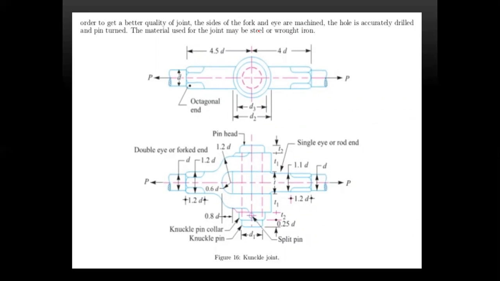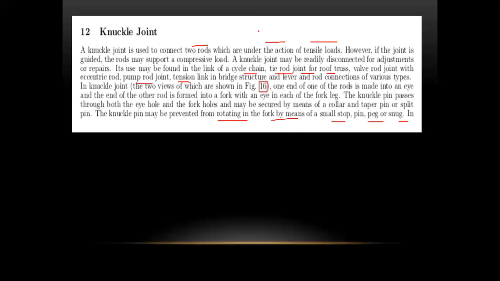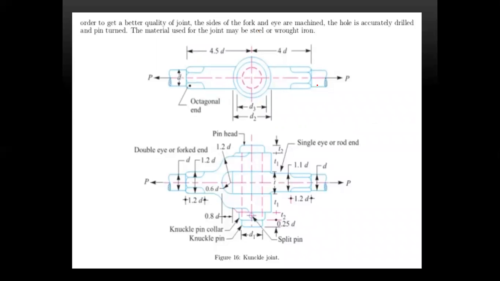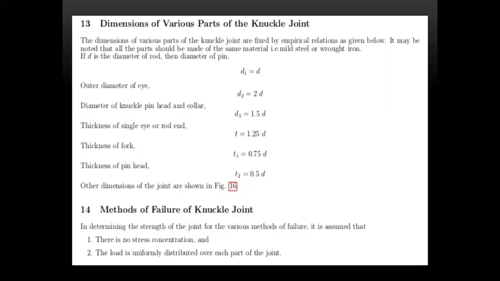If you get any question like sketch and explain a knuckle joint, simply you have to draw this knuckle joint figure and explain it, right? This is the top view, and this is the front view. I may definitely give a question on these cotter joints for your mid 2. There is a pin head, a double eye, a single eye, a split pin, a knuckle pin, a knuckle collar. See here the things we have to identify: d, 0.6d, 0.8d, 0.25d, 0.11d, t2. Like this you have to determine.